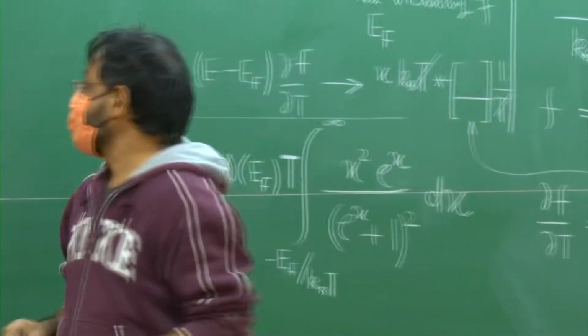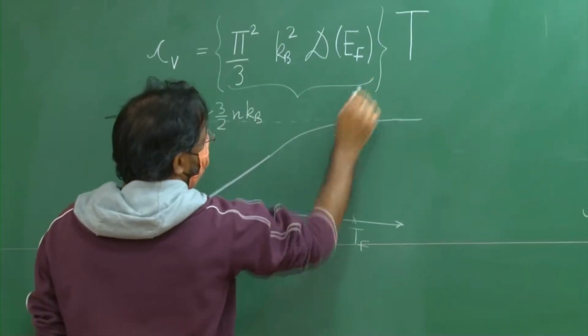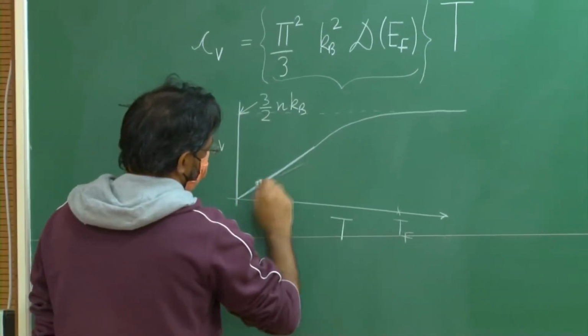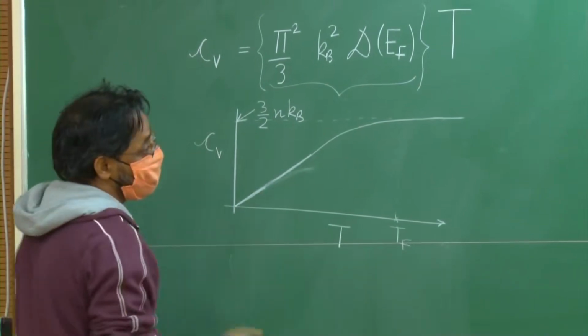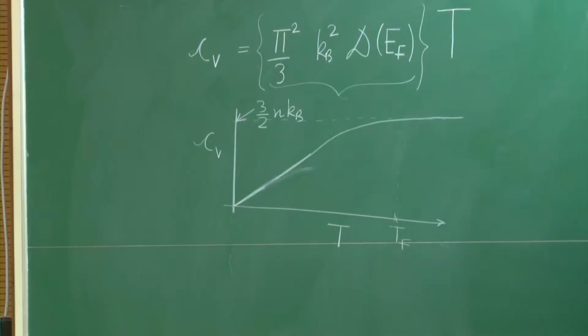Now let me comment on the second part of it. How small is the slope? This is the slope of the line. How small is this slope? So let's try to see how small or how big is this slope.